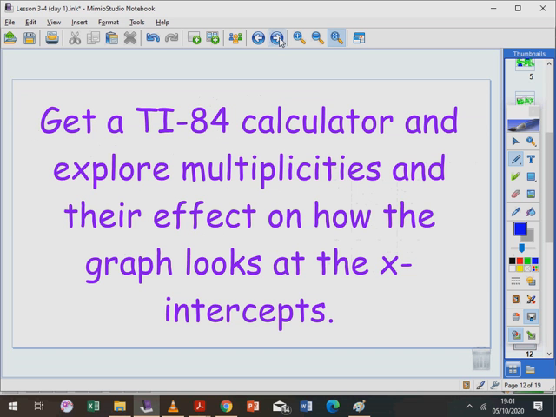So you can use your calculator and look at how the multiplicity affects the graph and what it looks like. You can write different equations, x minus something, x plus something, and then graph it just to see what the graph looks like and how the multiplicities affect how the graph looks at the x-intercepts.